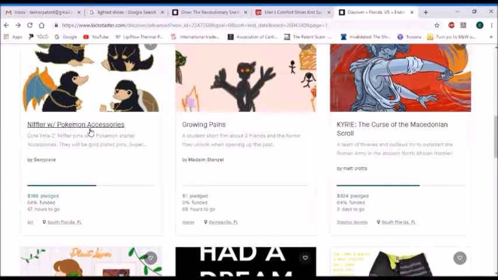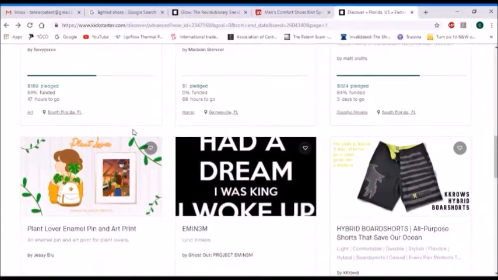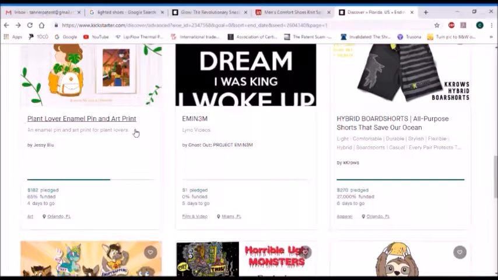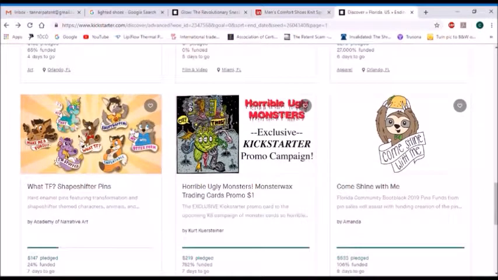And this one here, Niffer with Pokemon, they're only 54% funded with 47 hours to go. These might not be bad ideas. They just may be that the campaign was run in such a way that they didn't put in enough reach and enough ways to attract users. And it's difficult. You're competing with a lot of other people out there. I just chose the design category.